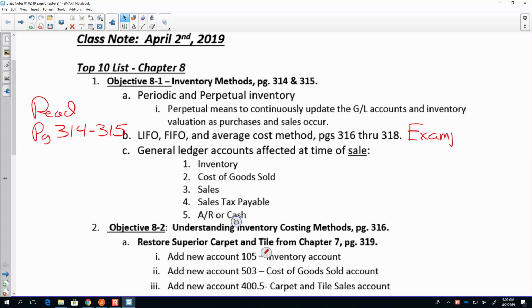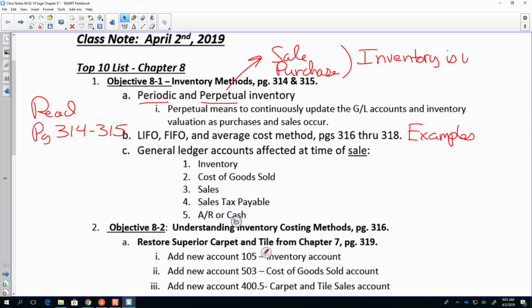of how they work. How does FIFO work? How does weighted average work? And also, it talks about periodic versus perpetual. And what does perpetual mean? As it happens, basically. So every sale, every purchase, inventory is updated immediately.